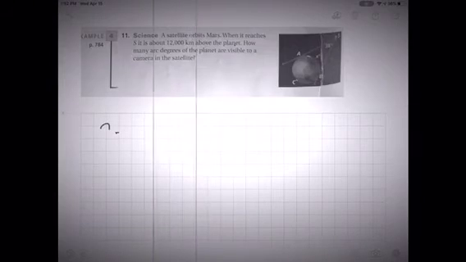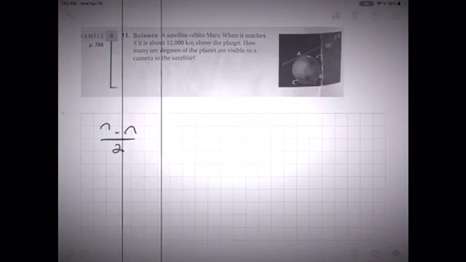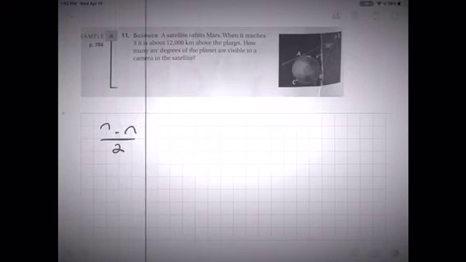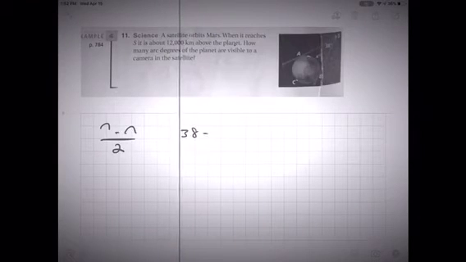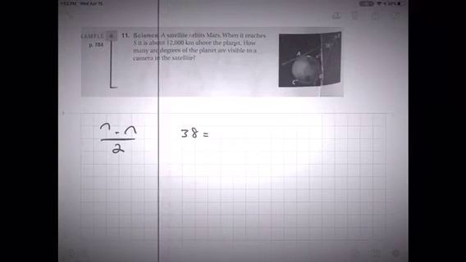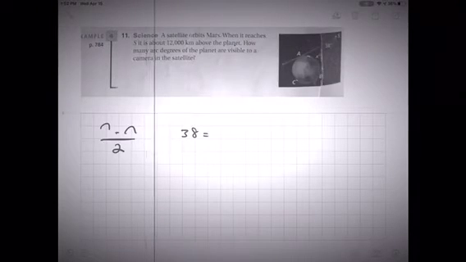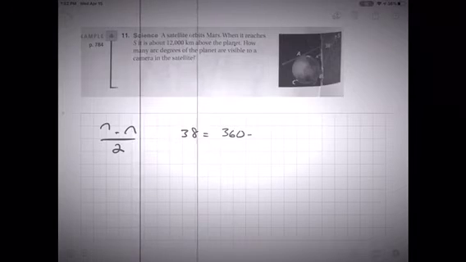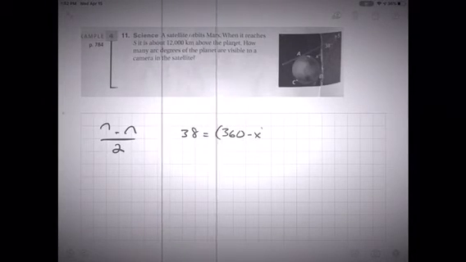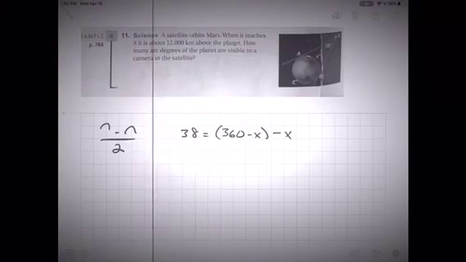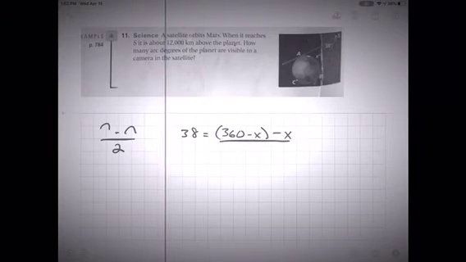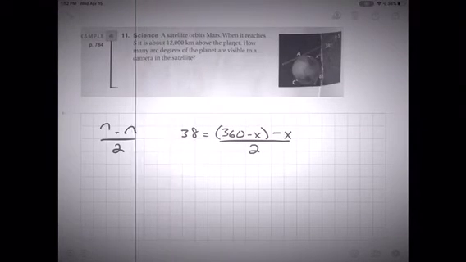All right, so this one, we've got a satellite above the Earth, and it's going to set up for arc minus arc divided by 2. So we know 38 degrees is the angle. We're trying to figure out the arc that it sees on the horizons there. Notice that 360 minus x would be major arc ACB, and then if we subtract off x, that would be minor arc AB. So we're doing that divided by 2.